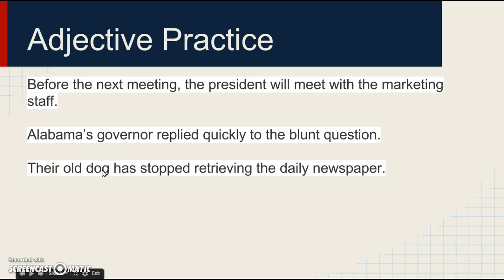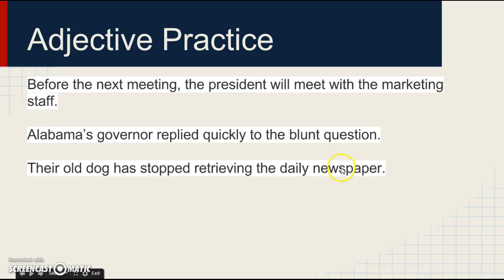Dog. What kind of dog? Old. Old would be an adjective describing the noun dog. Okay, I keep going. There's our verb, has stopped. Retrieving would be a verb. Then I get over here. Oh, I see another verb.